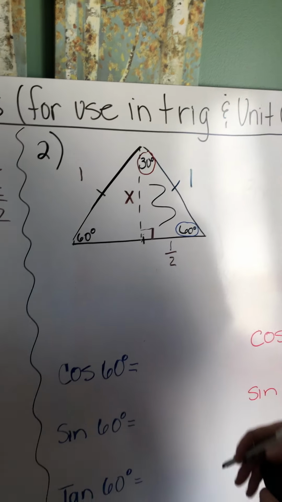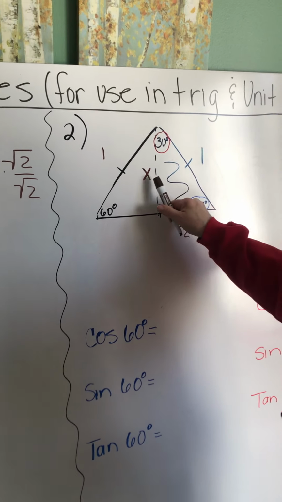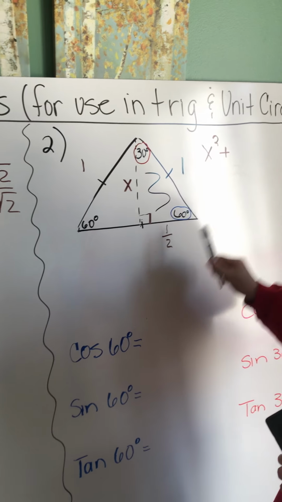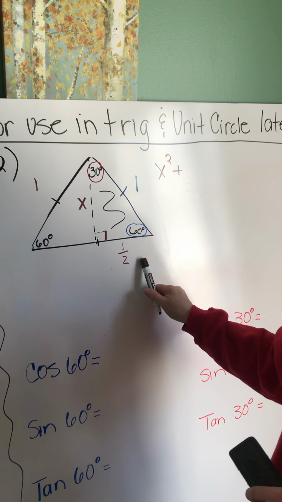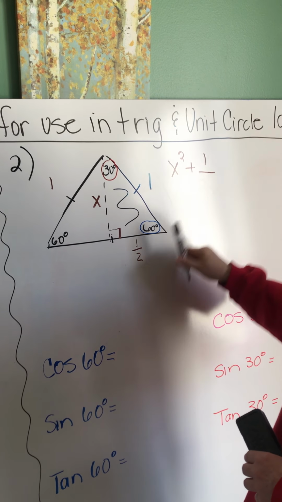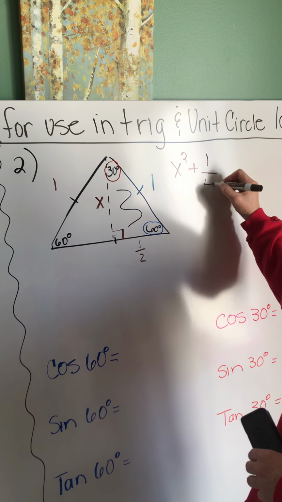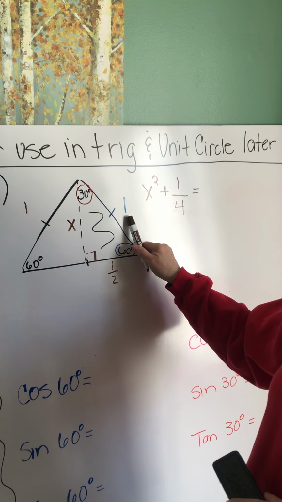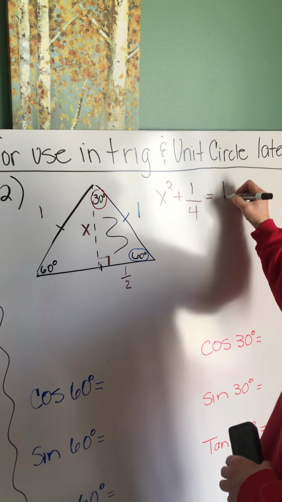So let's use the Pythagorean theorem again. We're going to square one leg, plus we're going to square this leg, right, which would be 1 squared would be 1, 2 squared would be 4, and when we add those up, that would equal the hypotenuse squared, which is 1.